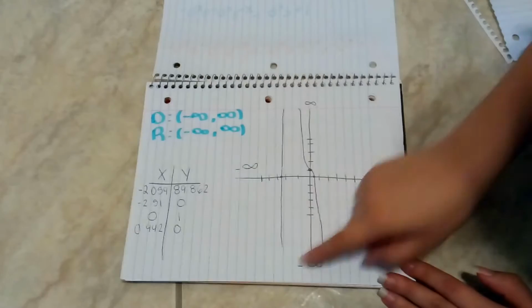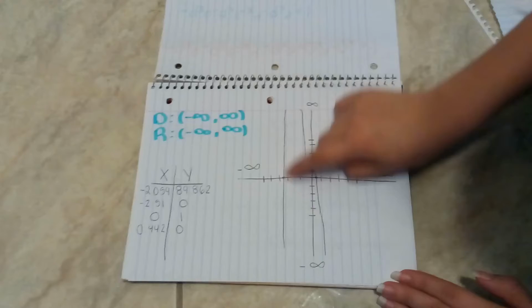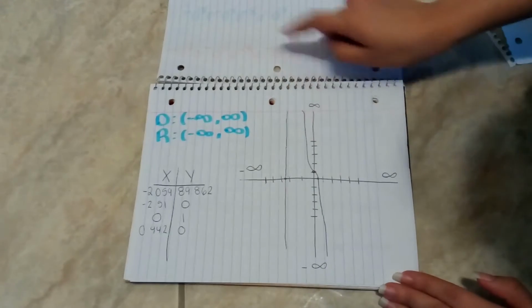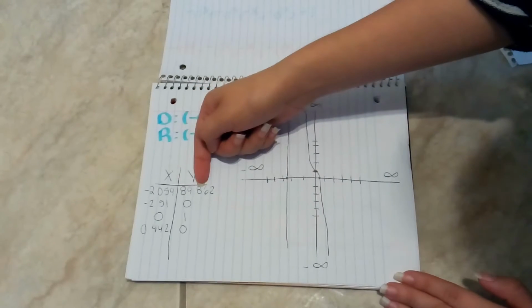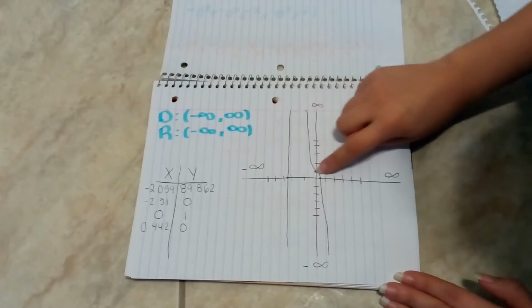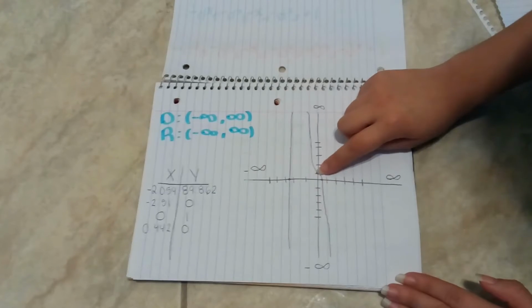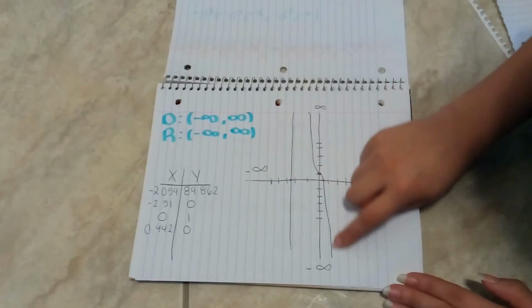When we graph it, our function is going to look like this. It's going to go up to 89.862, and then it's going to go down to this point, and it's going to go all the way down.